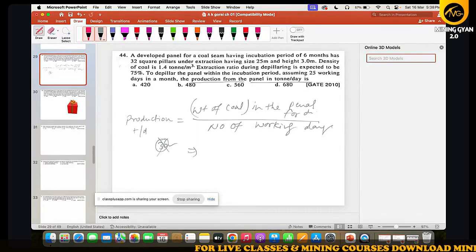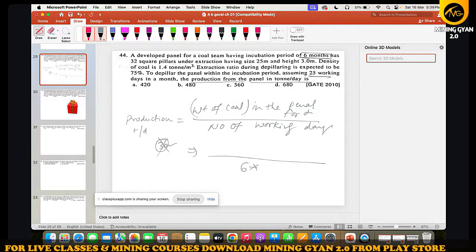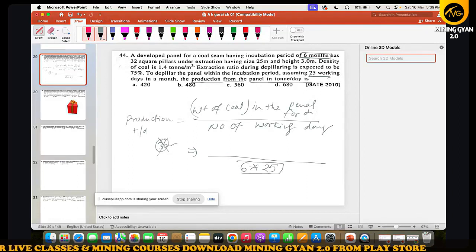He has given us 6 months, so 6 months is the total. And how many days? 25 days. So the number of working days is 6 months into 25. That many days of work. Okay, number of days. Then the weight of coal. How will you find the weight of coal? From the volume of the coal, as I told you in this example.